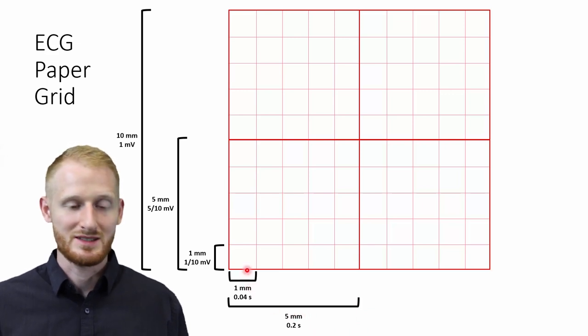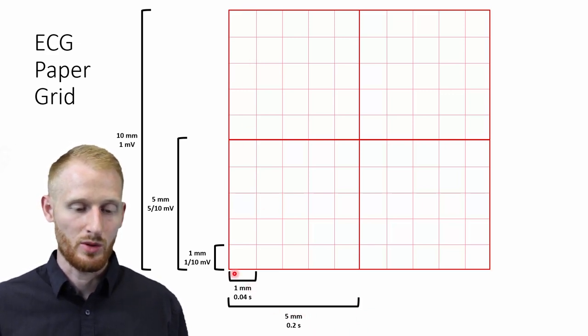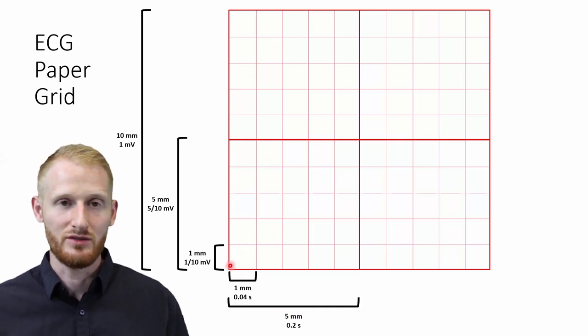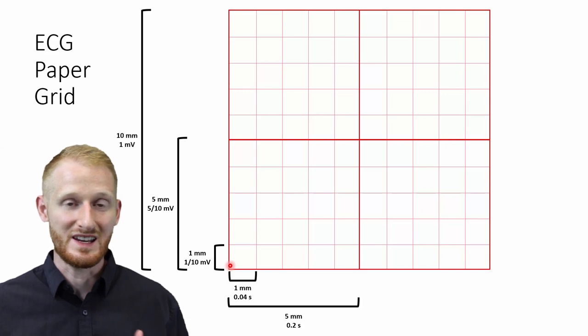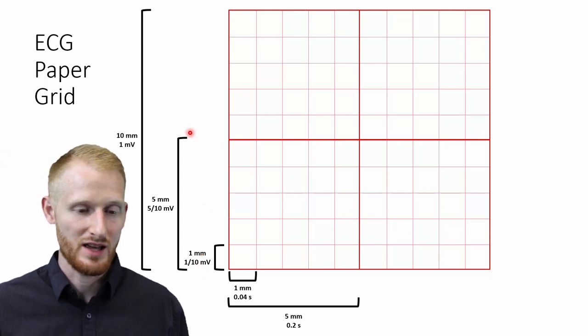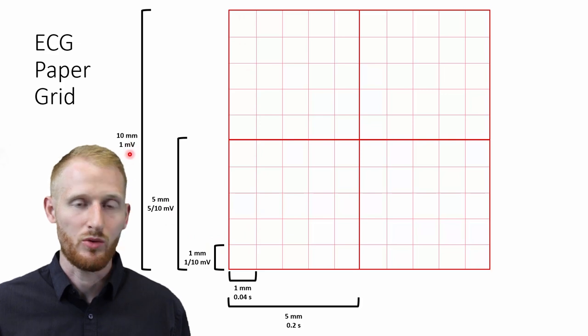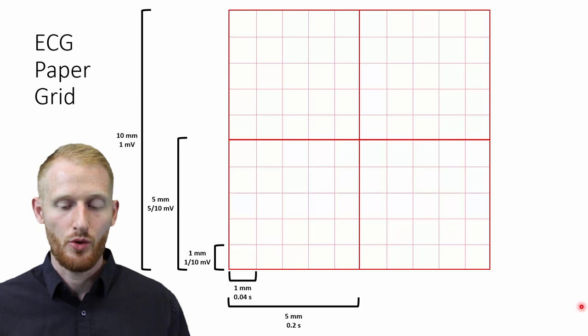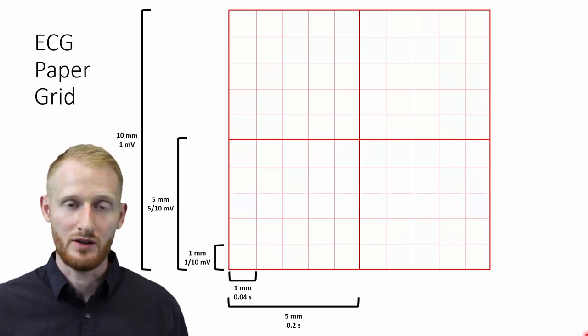On the y-axis here, we have millimeter blocks that represent the millivolt voltage of the actual signal that we're getting from the heart. So one millimeter block is 1/10 of a millivolt. If we have 5 millimeters, we have 5/10 of a millivolt. And if we have 10 millimeters, or two large blocks, we end up with 1 millivolt. This is the standard way of calibrating an electrocardiogram machine.